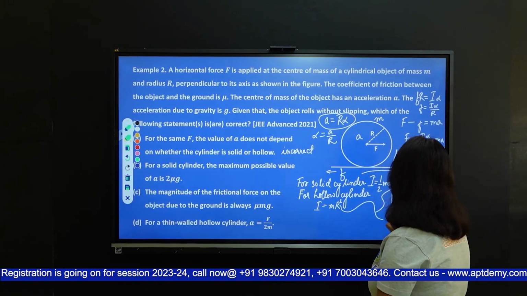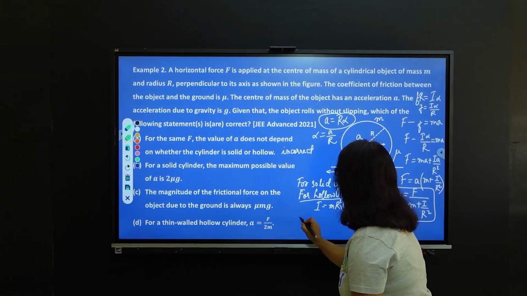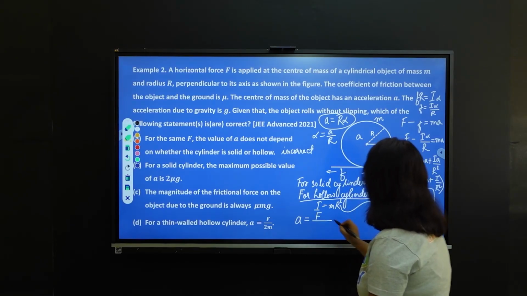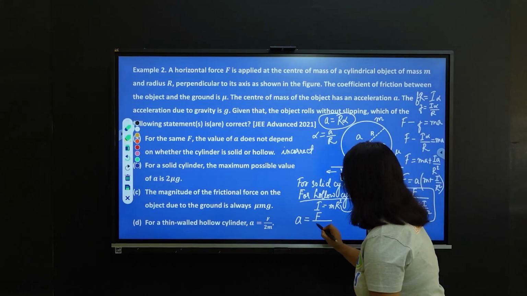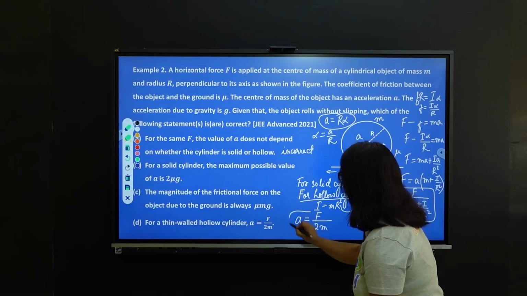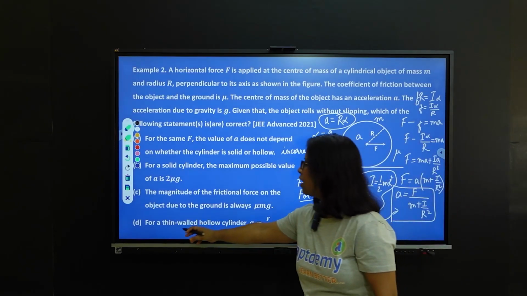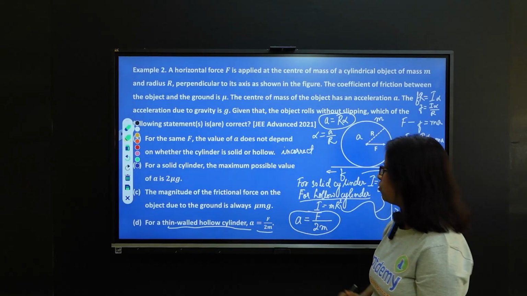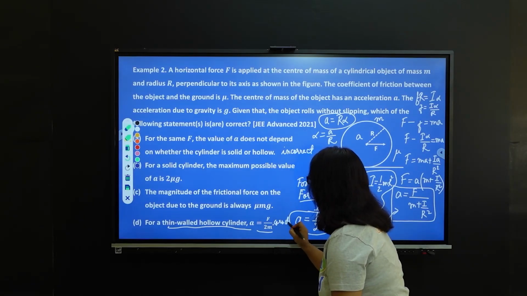Let's substitute this value in this expression. We are doing this for a hollow cylinder. We have A equal to F by, if we substitute I as m r square, then we get A equals F by 2m. So we can see that for a thin-walled hollow cylinder, A is equal to F by 2m. So this is a correct statement.